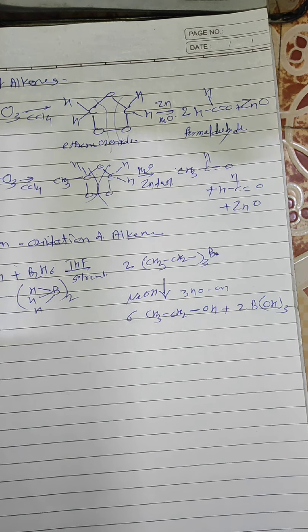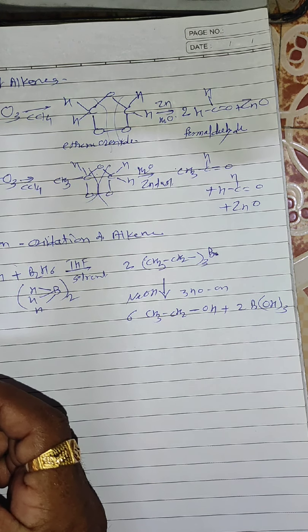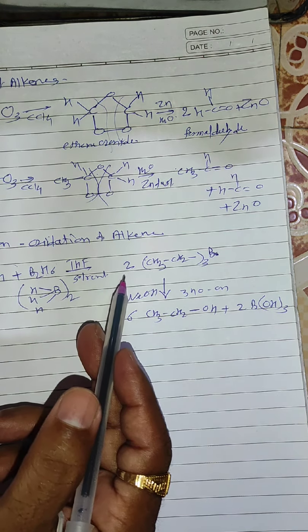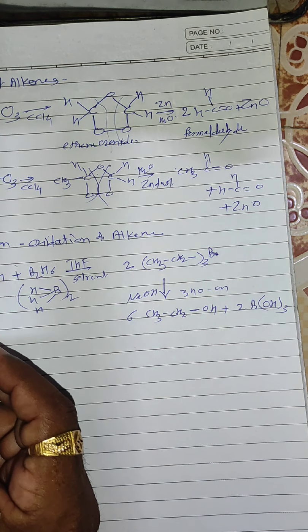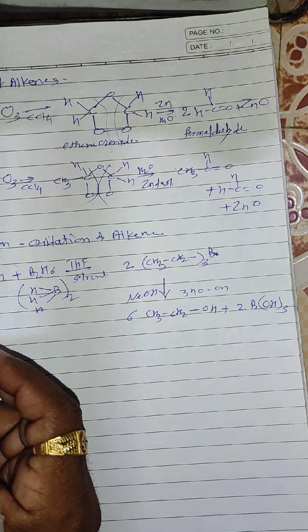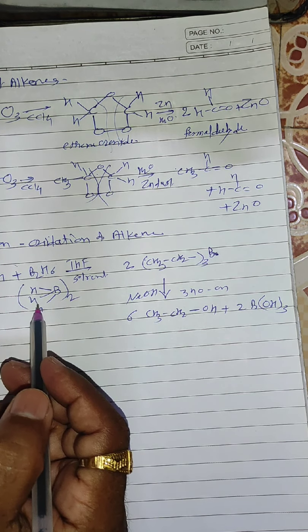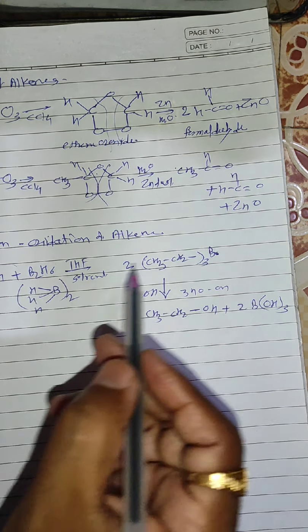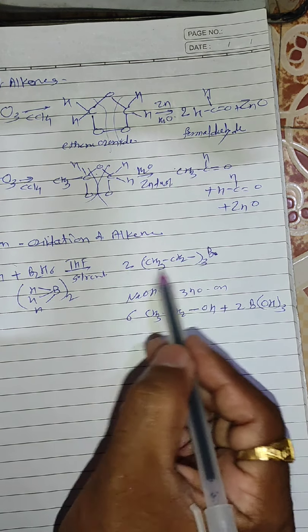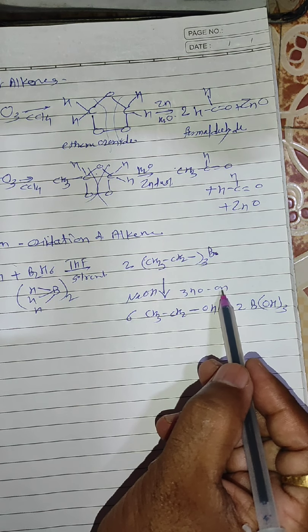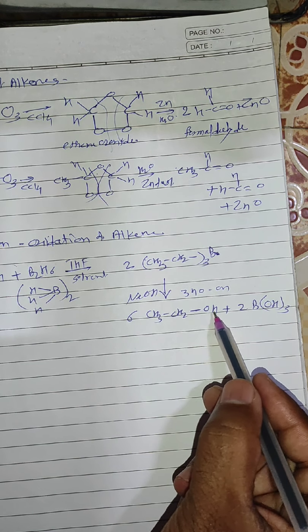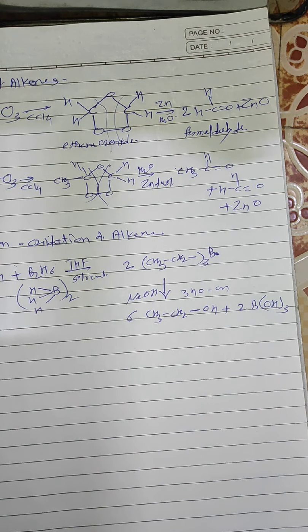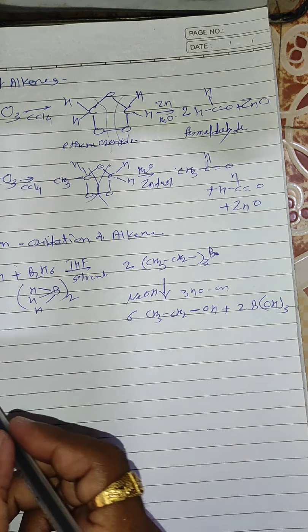Now another reaction, like propene. This reaction will change slightly. CH3CH=CH2 is further treated with diborane and gives the corresponding compound (CH3CH2CH2)3B. It is then treated to form 3 molecules of CH3CH2CH2OH plus 2 B(OH)3. So these are the hydroboration reactions.